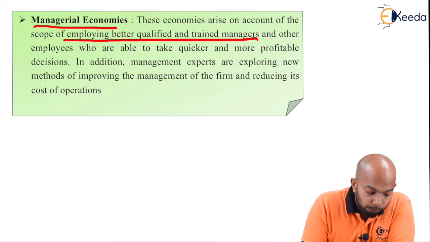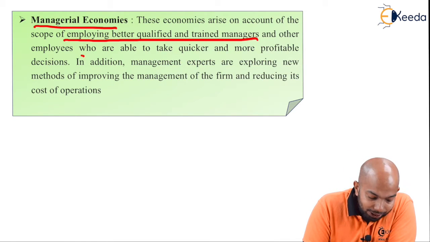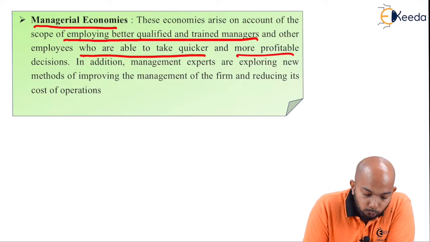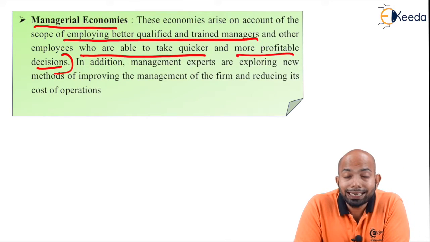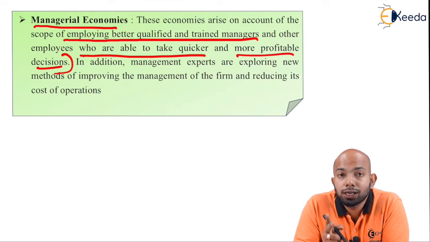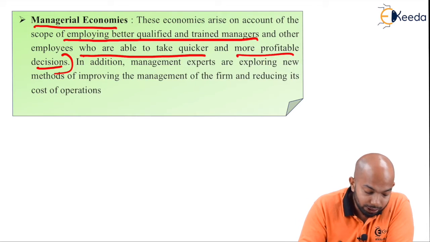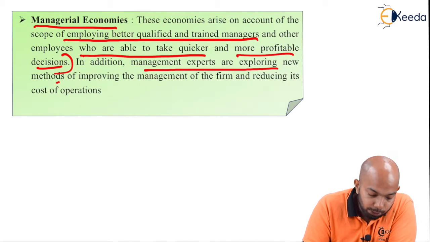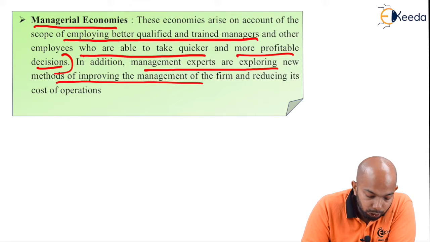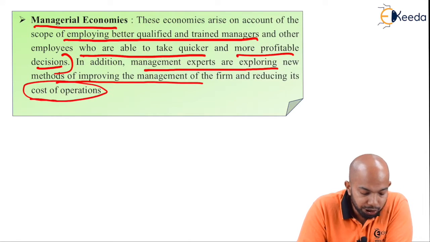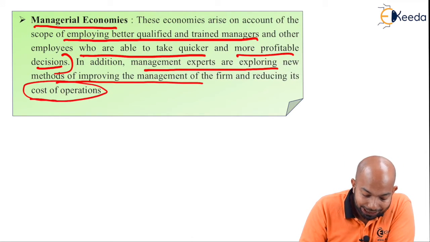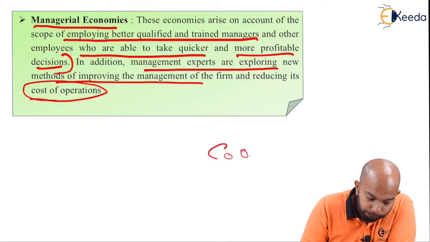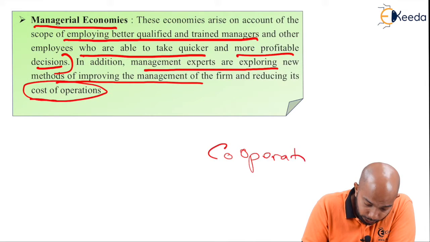Managers and employees are able to take quicker and more profitable decisions here. Hence, quicker and profitable decisions refer to managerial economies. In addition, management experts are exploring new methods of improving the management of the firm and reducing its cost of operation. So basically the point here is reducing the cost of operation. This is one of the things.